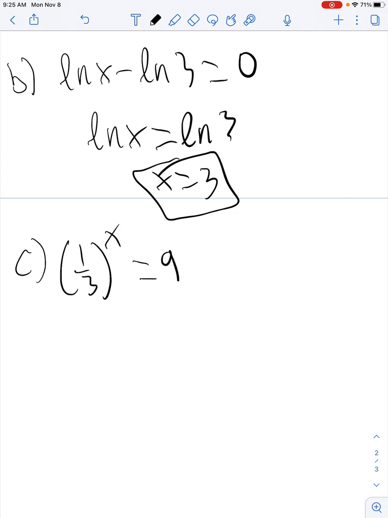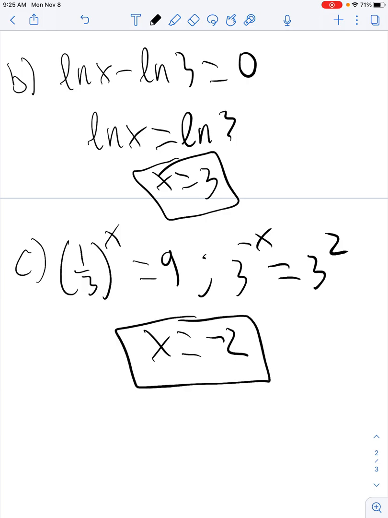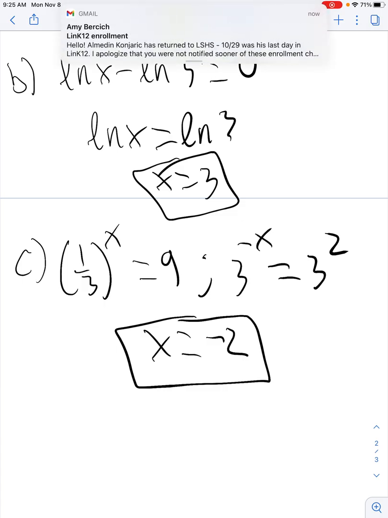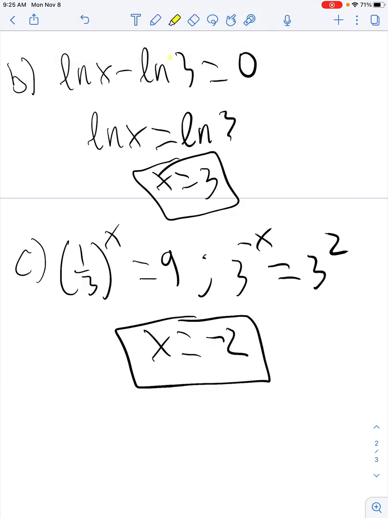Part C, if I look at (1/3) to the x equals 9. Again, I could rewrite it as 3 to the negative x equals 3 squared, because 3 squared is 9. And so I can see that in this case, x is going to equal -2. Remember when we do this, because it's a negative exponent, my number is actually getting smaller.